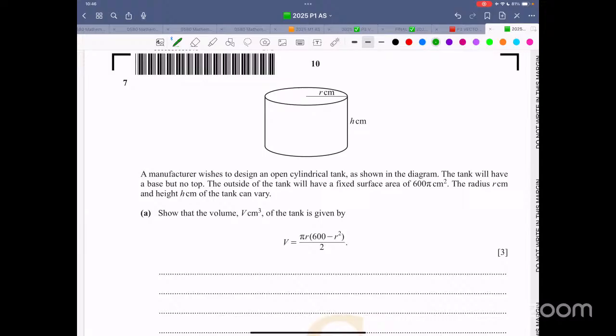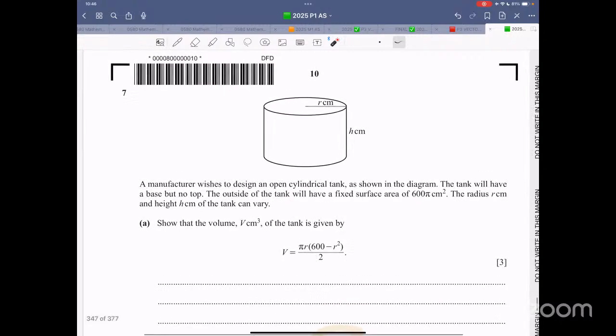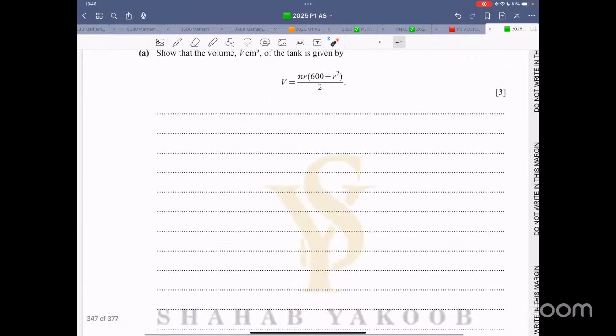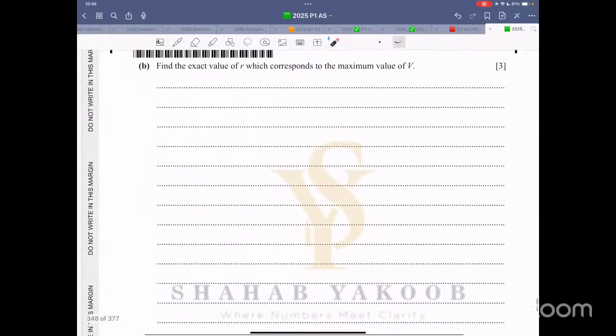Now it says a manufacturer wishes to design an open cylindrical tank as shown in the diagram. The tank will have a base but no top. So it's open from the top. And then it says the outside of the tank will have a fixed surface area of 600 pi. So that is the curved surface area plus the base area. The radius r and the height can vary. Show that the volume of the tank is given by such and such. So this is one of those traditional stationary points questions, as you will see on the next page.